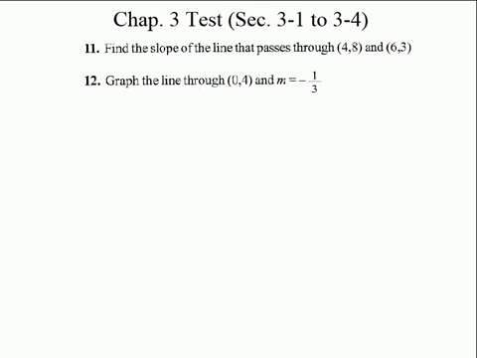Alright, we're going in a little different direction here. We're going to go slope this time. Find the slope of the line that passes through these 2 points. Well, we need to know a way to find the slope. Well, slope, we have a little formula for it.